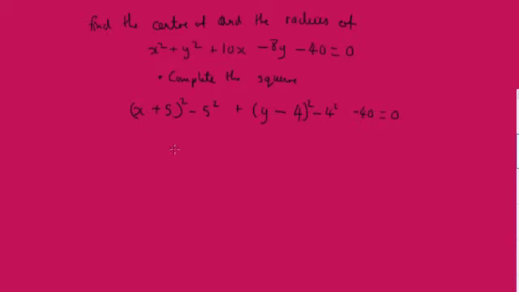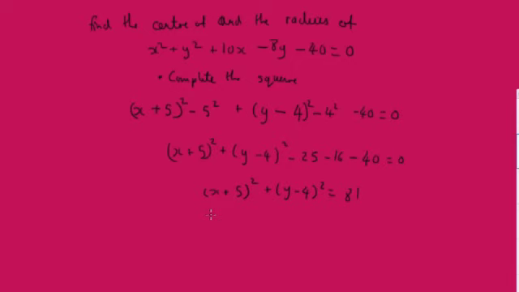So now we will gather terms. So we've got x plus 5 squared, plus y minus 4 squared, and then we've got minus 25 minus 16 minus 40 equals 0. We're going to take all that over to the other side, and so we'll get x plus 5 squared plus y minus 4 squared, and that's going to be 81. So we've now got our form of a circle.